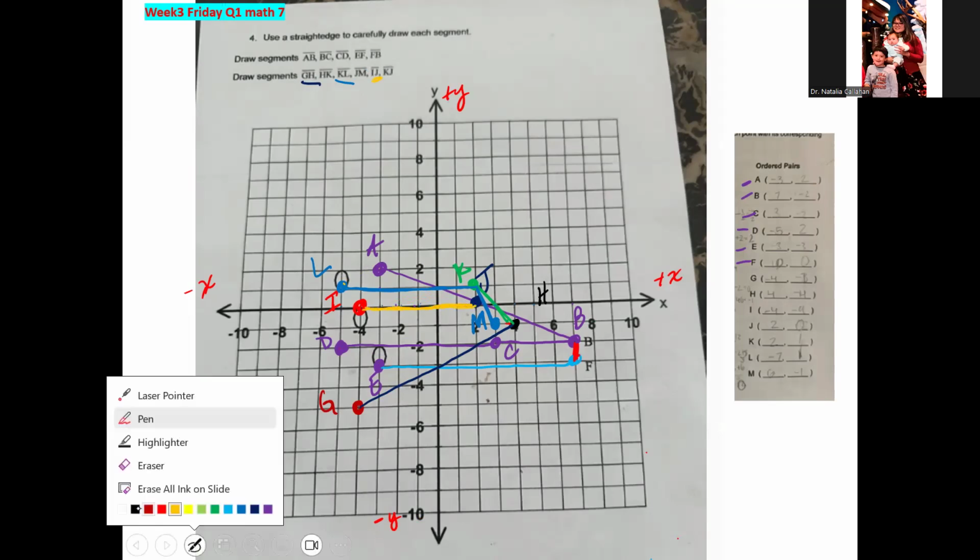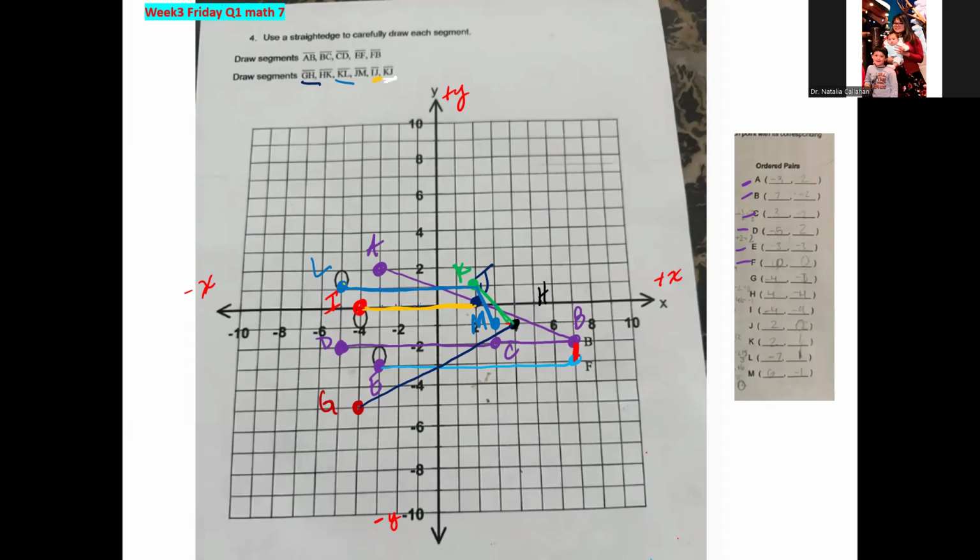Yep. And then K to L. Here's K to L, which is, wait, is it K? Oh no, K to J. K to J goes right here. That's all it is. That's it. We're done. Yes? Okay, turn that in. Put your name on it. Put it in your folder. Make sure that gets turned in tomorrow as well.